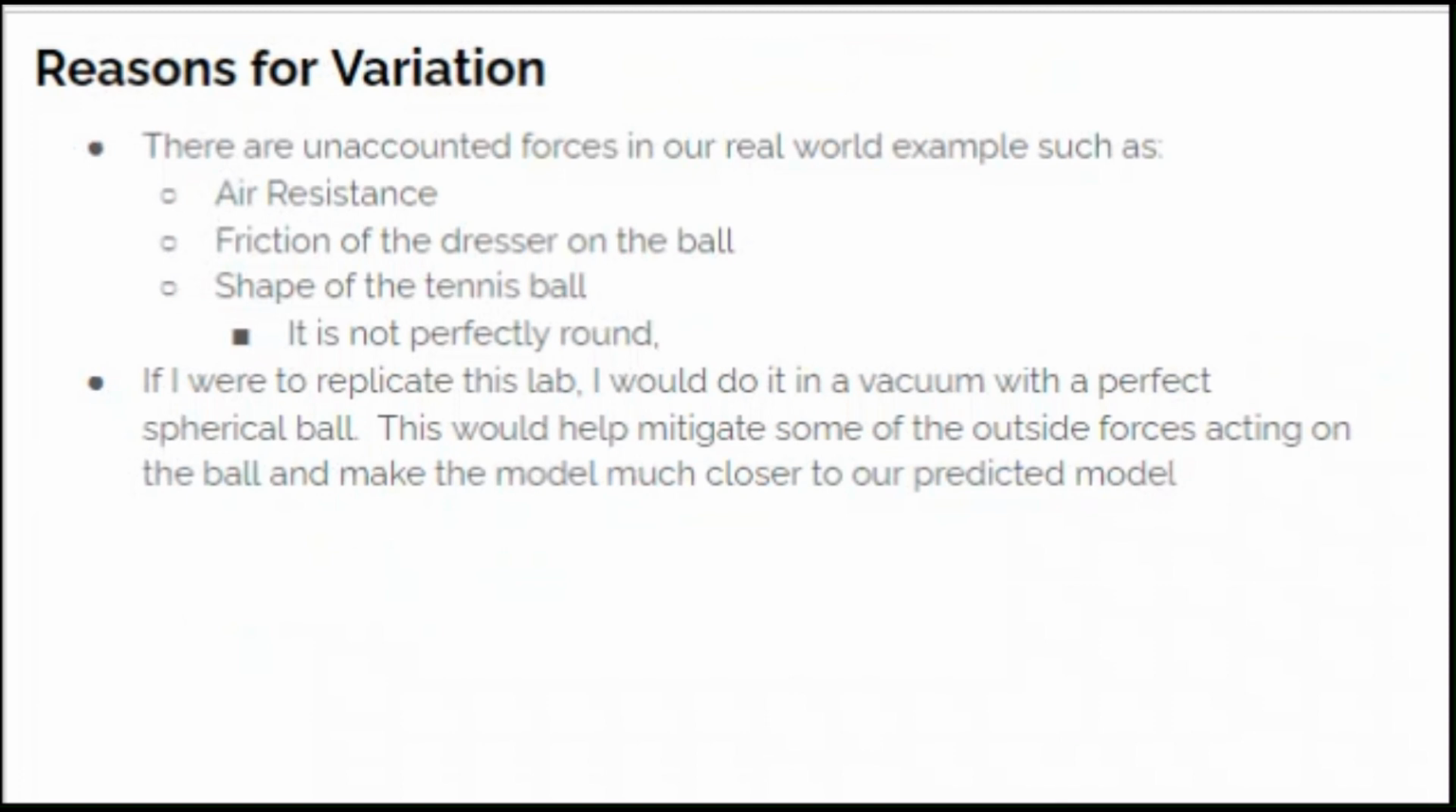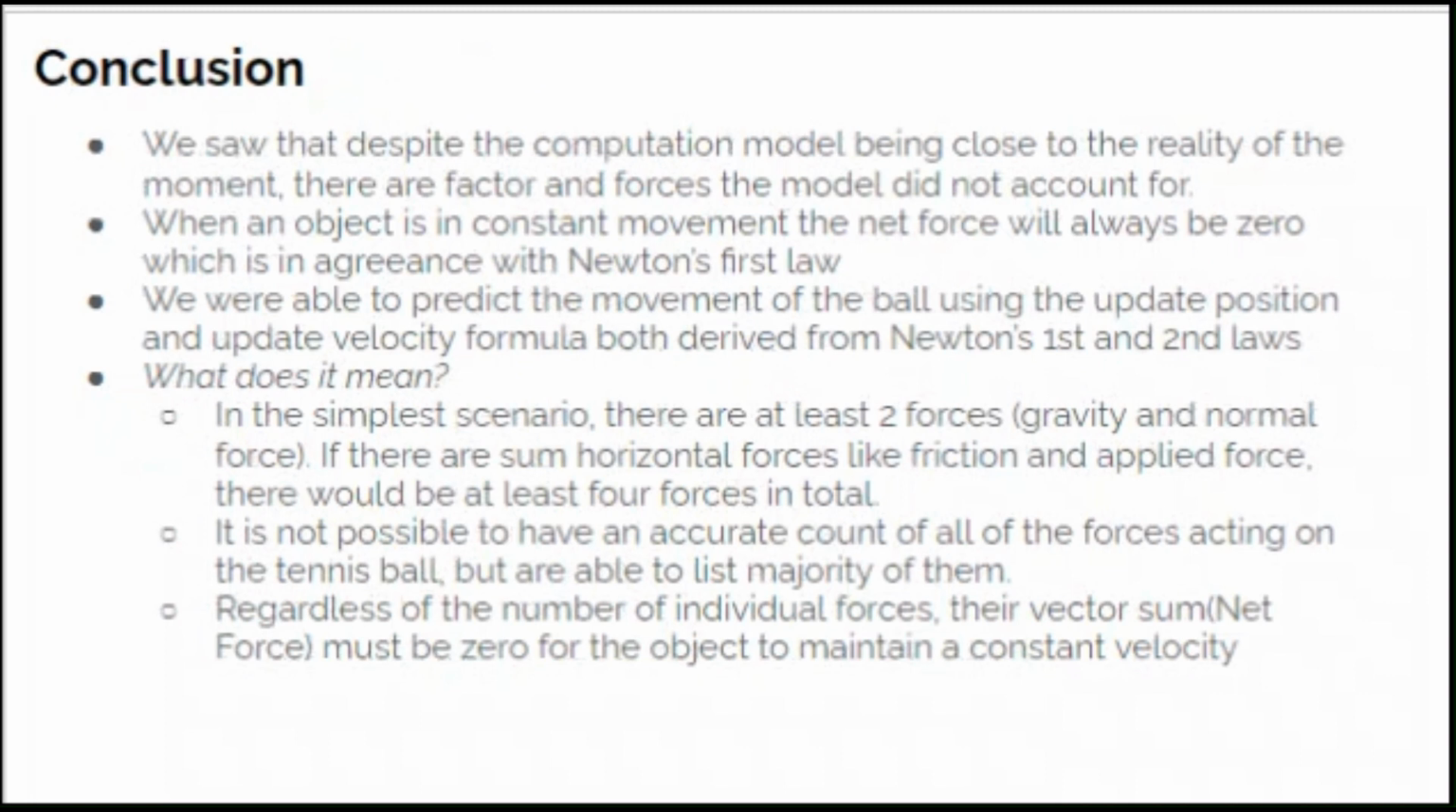If I were to replicate the lab, I would do it in a vacuum with a perfect spherical ball, and it would help mitigate some of those outside forces. In conclusion, we saw that despite the computational model being close to the reality of the movement, there are factors and forces the model did not account for. When an object is in constant movement, the net force will always be 0, which is in agreement with the first law. And we were able to predict the movement of the ball using the update position and update velocity formulas, both derived from Newton's first and second laws.